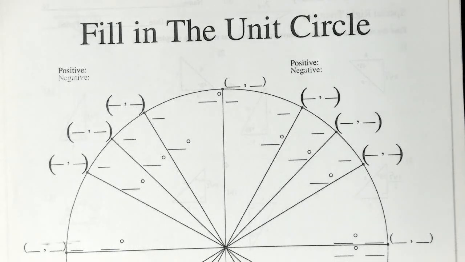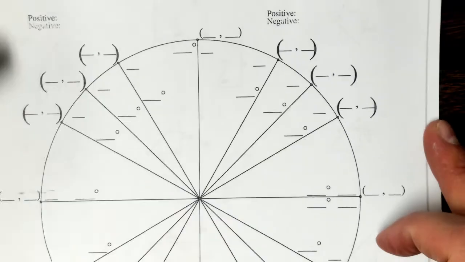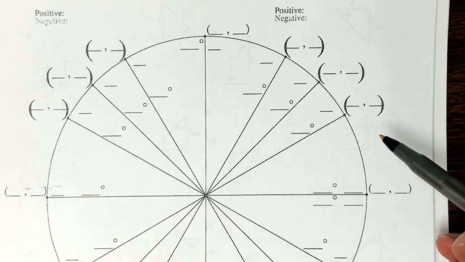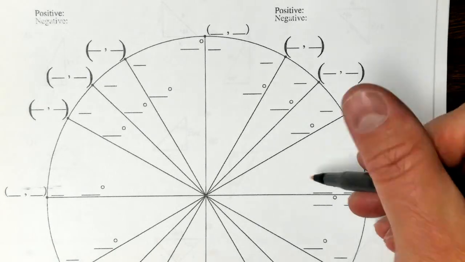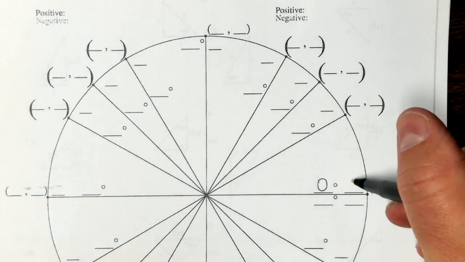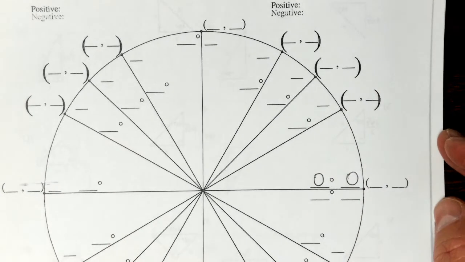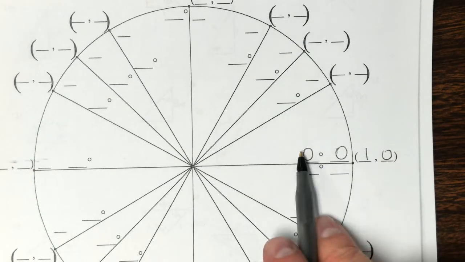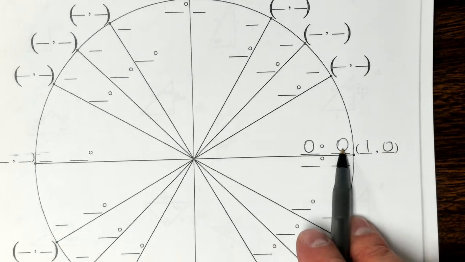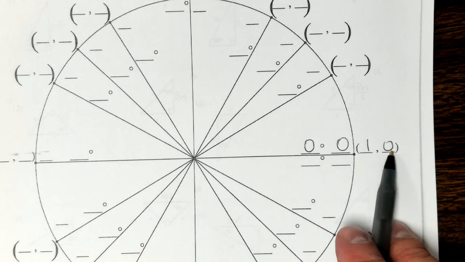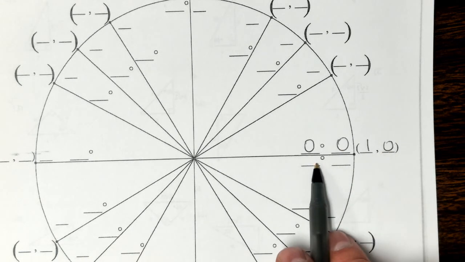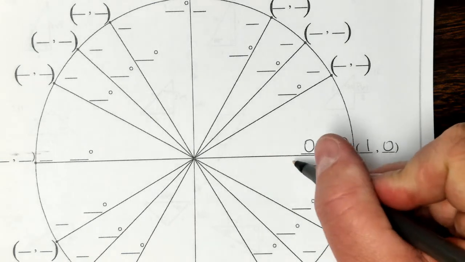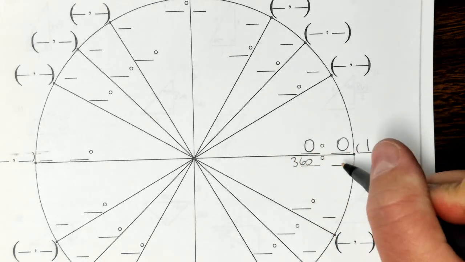Okay, so this is your unit circle packet, and what we're going to start with is filling in the degrees, which is the inside part, and then the radians, and then the ordered pair. So 0 degrees is the same as 0 radians, which is 1, 0. The other blanks for this is if you loop around, it'd be 360 degrees, which is 2 pi.